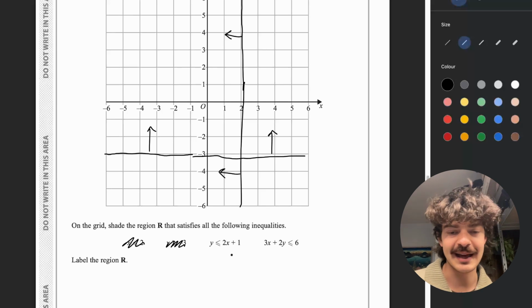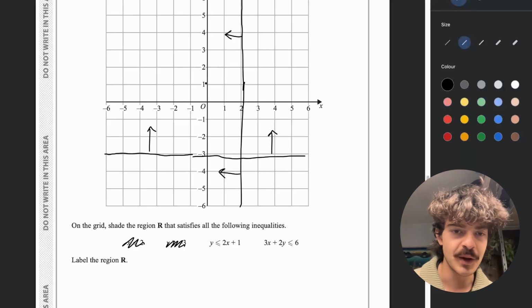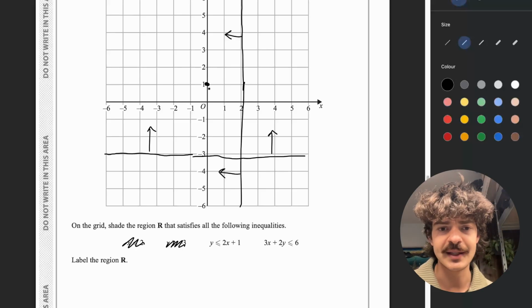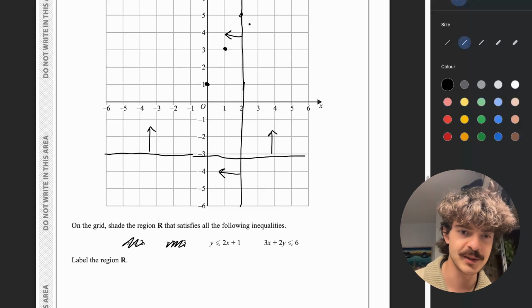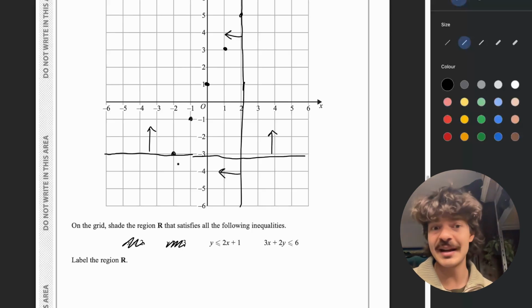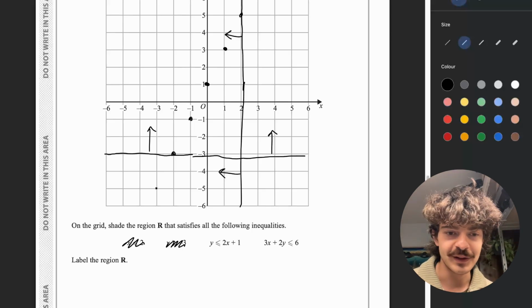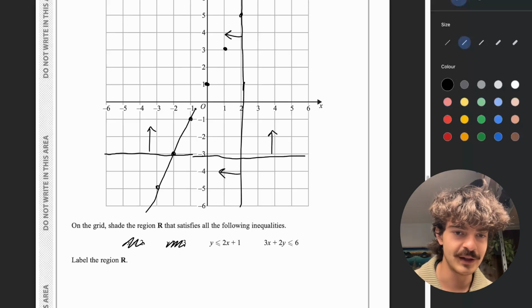Y is less than 2x plus 1. So let's start by just plotting 2x plus 1. And we know that's going to go through a y-intercept of 1. And for every step it goes to the right, it's going up 2. That's our gradient. So here we go. We can just plot on some points here, figure out where it's going. Cool. That's enough. I don't need to go any further than this. I could, but these ones are what we need because they're currently within the region that we're looking for.